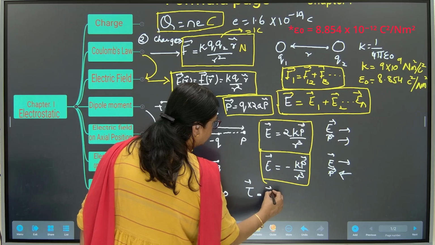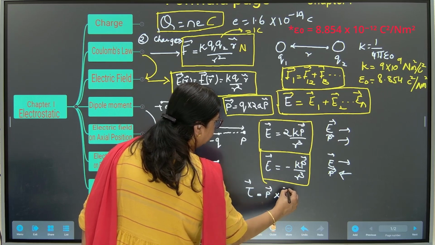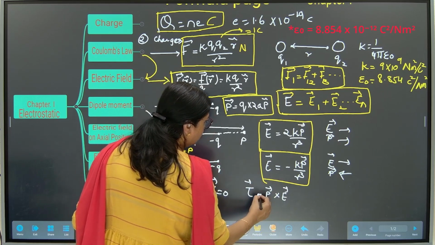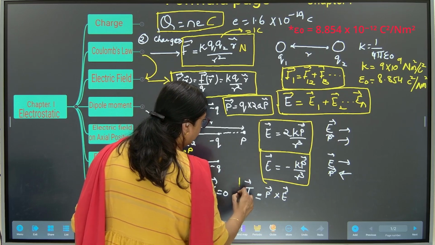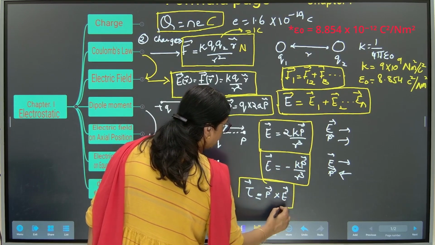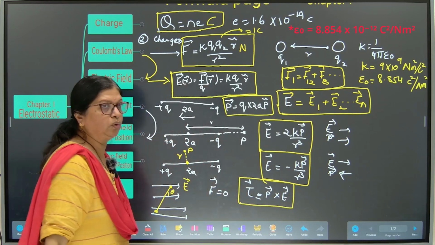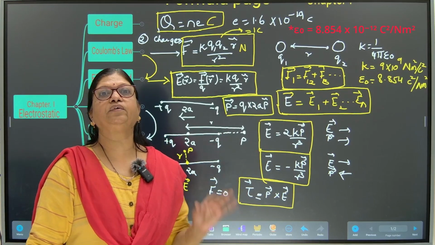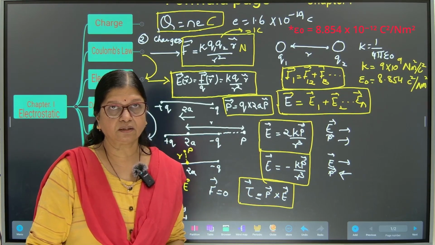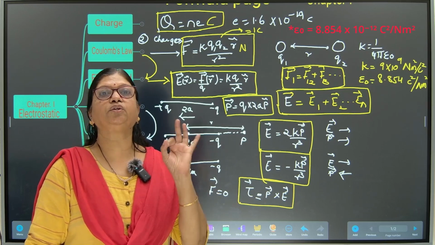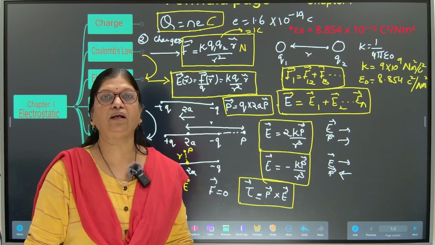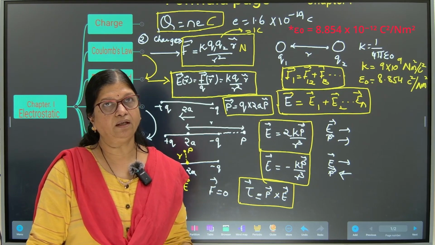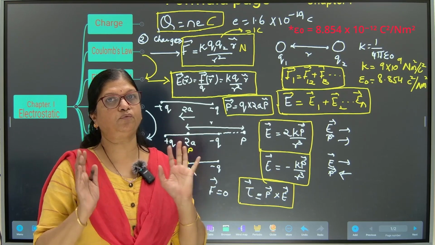Tau is equal to P cross E. So remember this formula also. What is it? Tau is equal to P cross E. That is the torque which will be experienced due to the uniform electric field when you place a dipole in the uniform electric field.